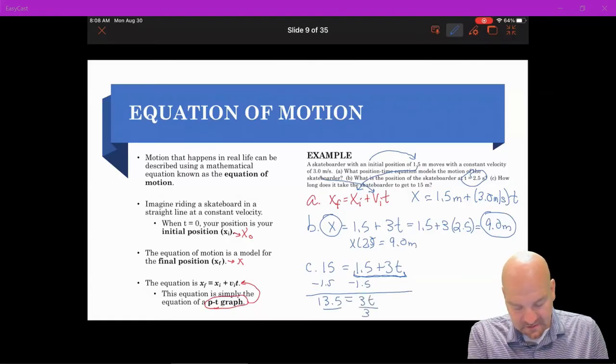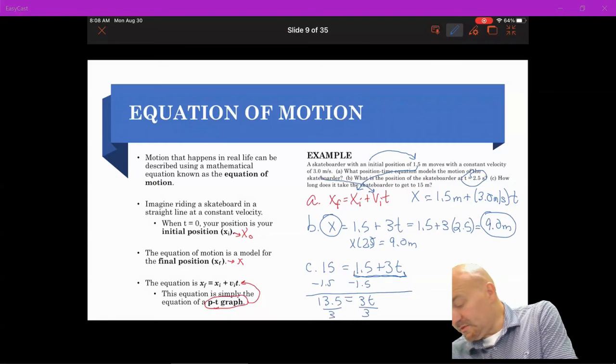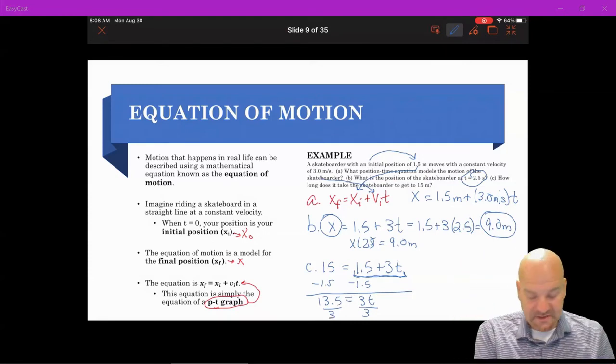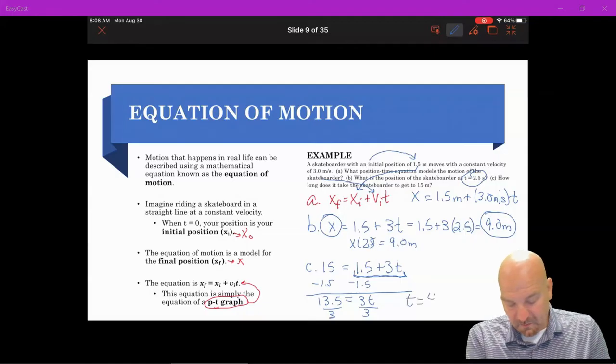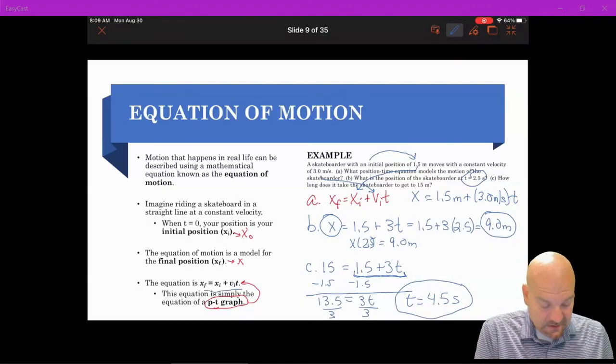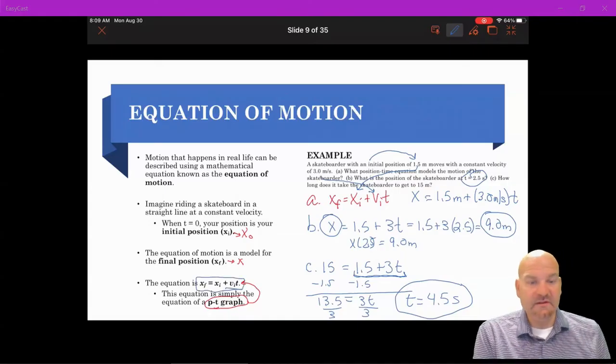And then the last step is going to be to divide by 3. I'm going to do 13.5 divided by 3, and it's going to tell me it takes 4.5 seconds to get to 15 meters. So the equation of motion, again, just kind of highlight, is this piece right here, right? This xf equals xi plus vit.